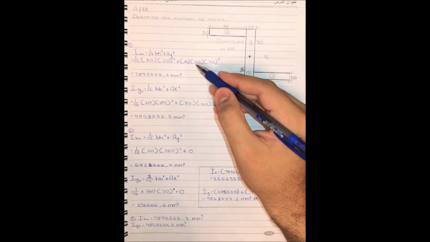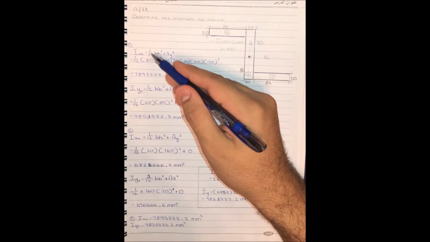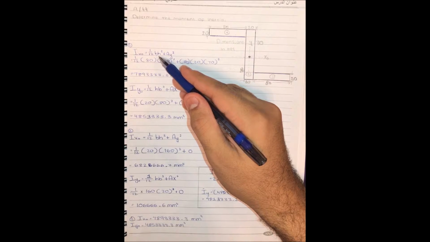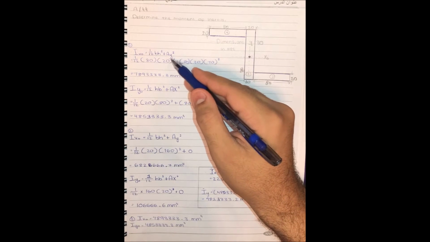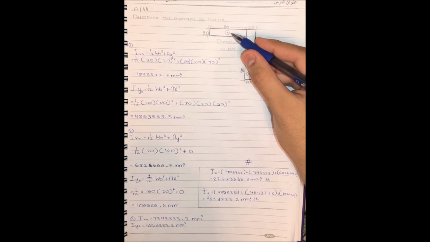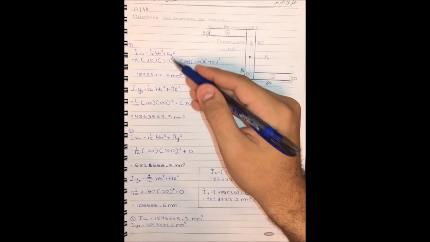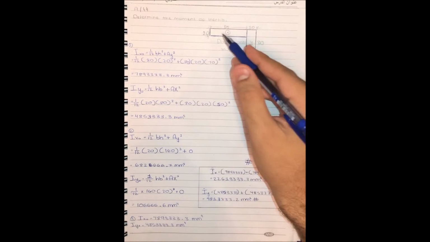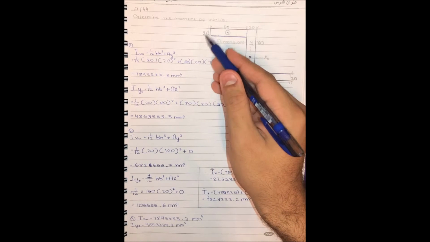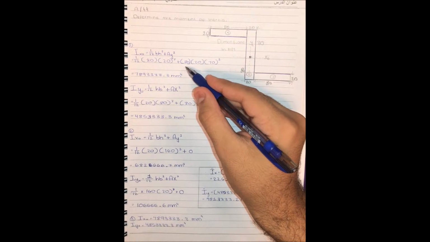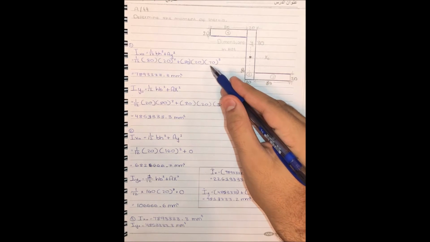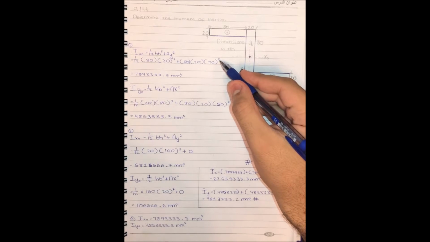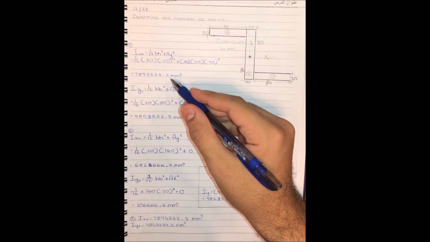Let's start with the first rectangle. So Ix naught equals 1 over 12 bh cubed, where b is the base and h is the height, plus area multiplied by y squared, where y is the distance from this centroid to the reference point. That gives us 1 over 12 multiplied by 80, the base, multiplied by 20, the height, cubed, plus the area of the rectangle, 80 multiplied by 20, multiplied by 70, the distance from this centroid to the reference point, squared. This is the result.